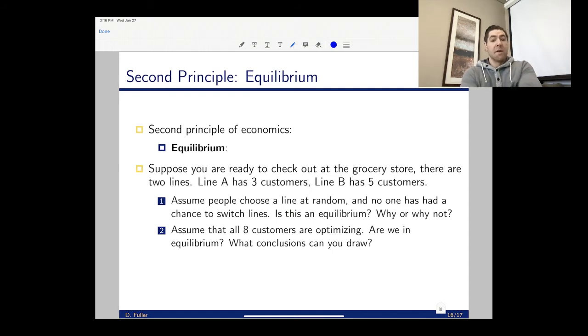Now, scenario 2: if I say everybody in front of me is optimizing, are we in equilibrium? The answer would be yes. If everybody's making the best decision, I assume they figured out which line was moving faster, then nobody should have an incentive to change lines. So what conclusions can I draw? That line A moves slower per person than line B. If that wasn't true, if line A moved faster per person, then the line B customers would want to switch to line A, and we wouldn't be in equilibrium.